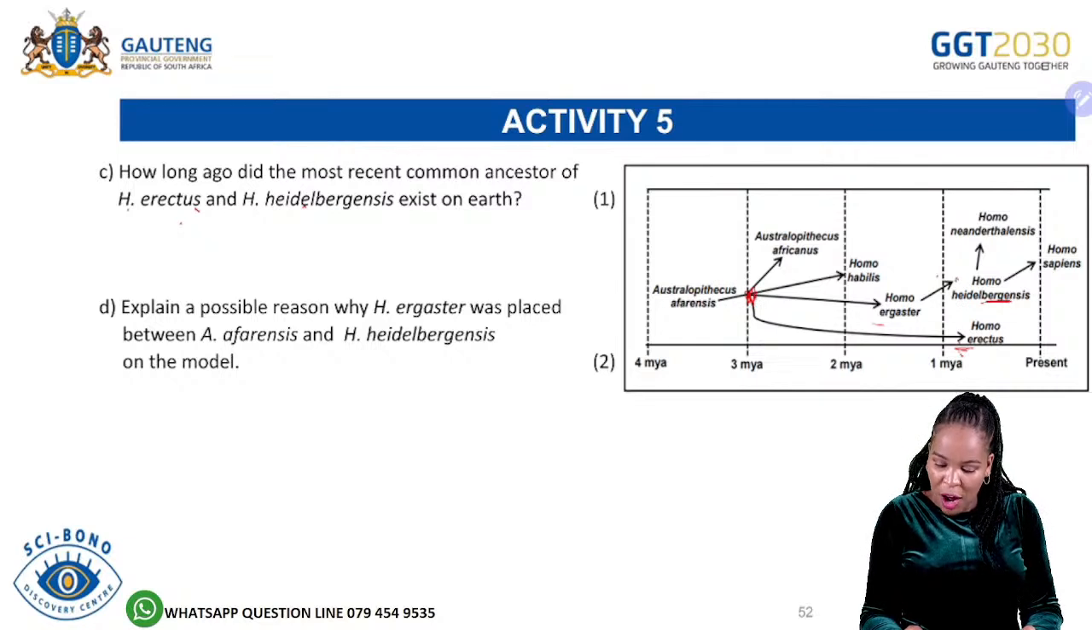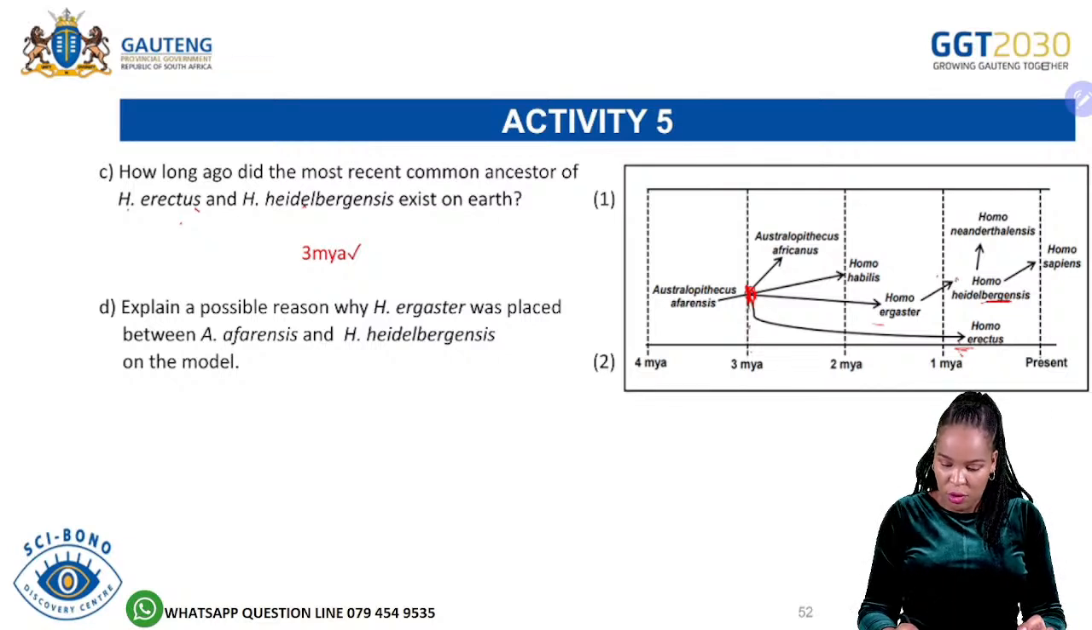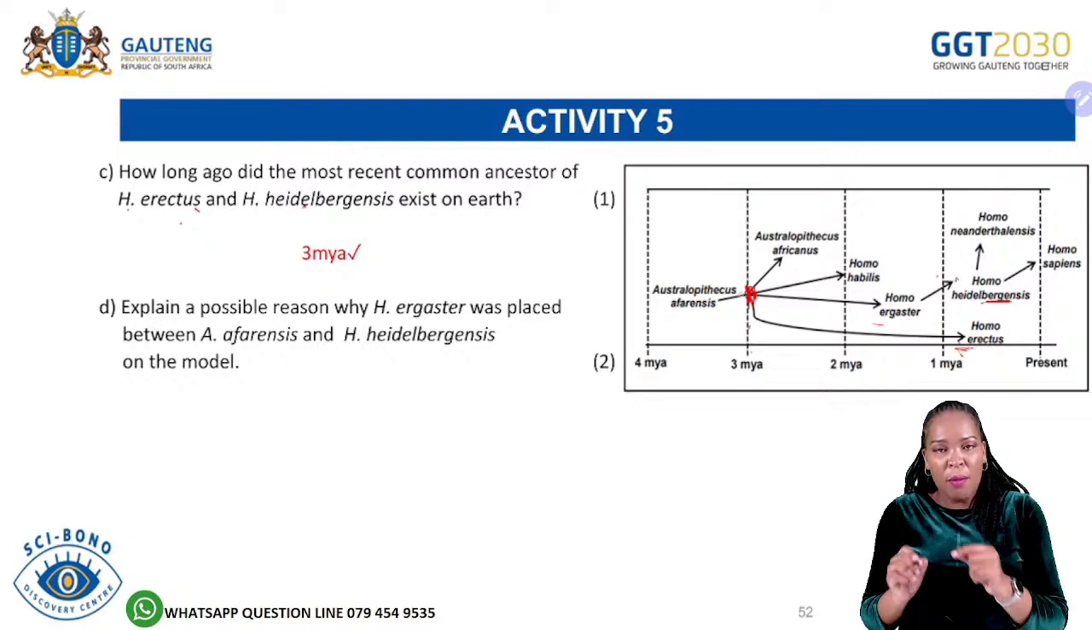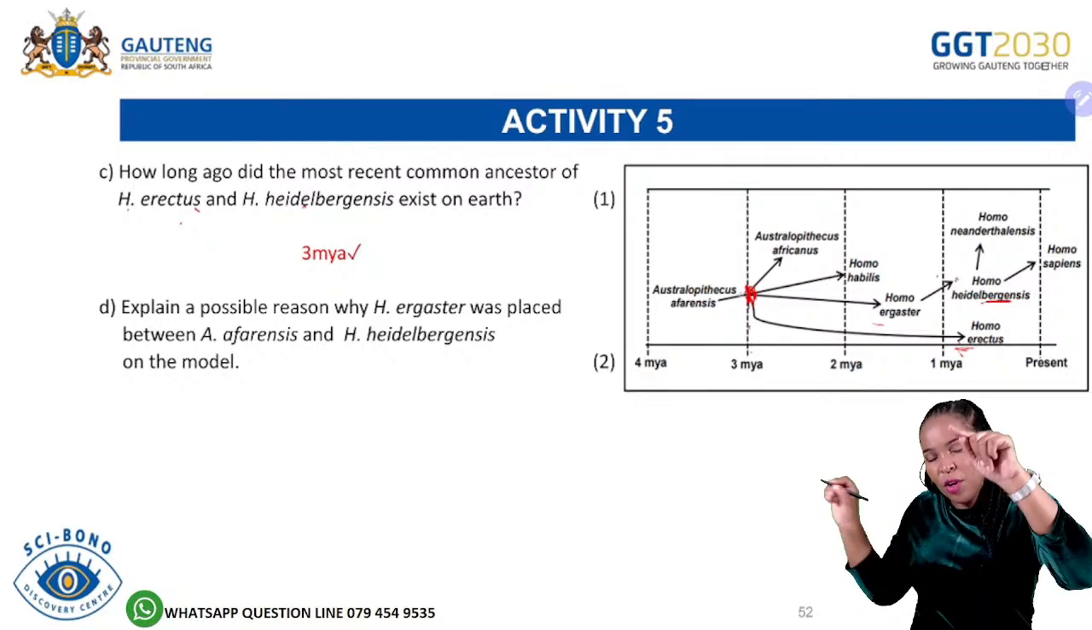When you find their ancestor, you are able to find the time. So how long ago was that? It was 3 million years ago, because you were able to find their common ancestor. This is where they both meet. That is where they both branched out.